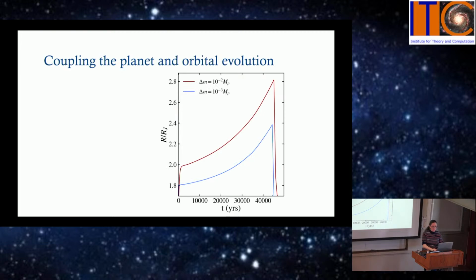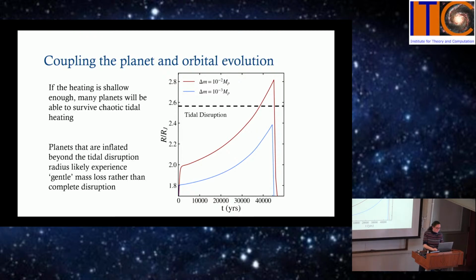So this is what we see in terms of the evolution of the planet radius over a timescale of a single high eccentricity phase for different depths of energy deposition. The red line is put deeper into the planet than the blue line. And here's the criteria for tidal disruption, shown in black. So we can see that if the heating is shallow enough, then it's possible that many planets will be able to survive this chaotic tidal heating.